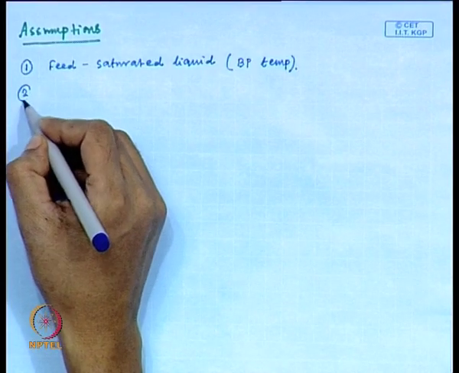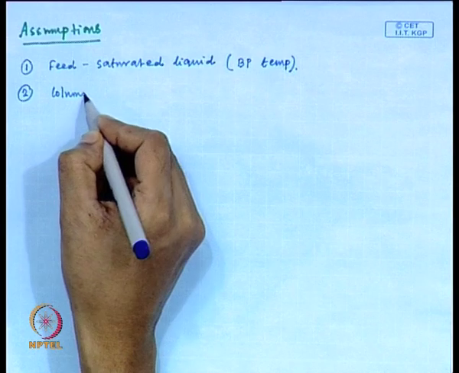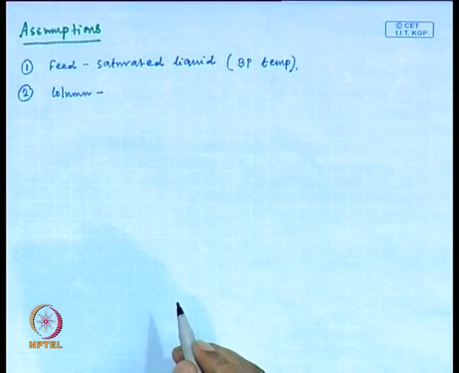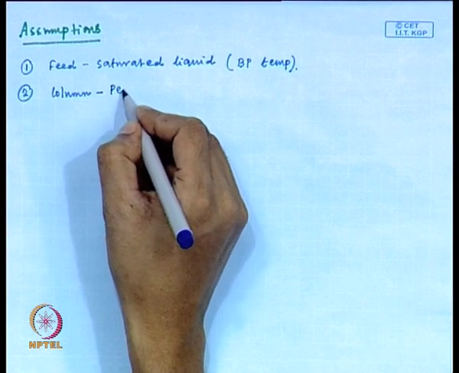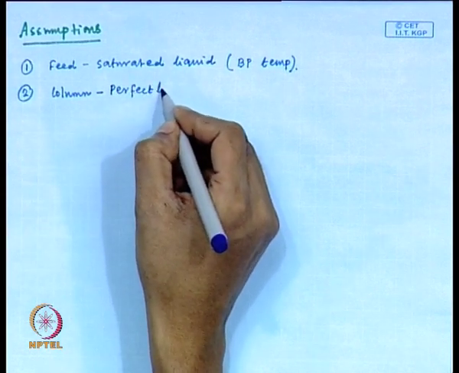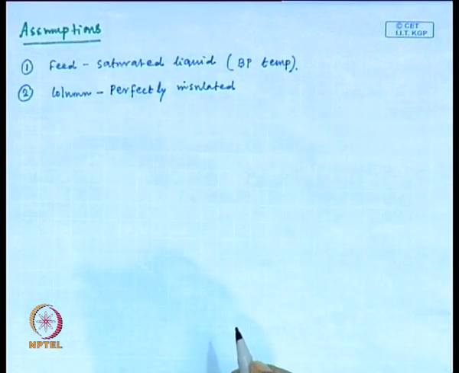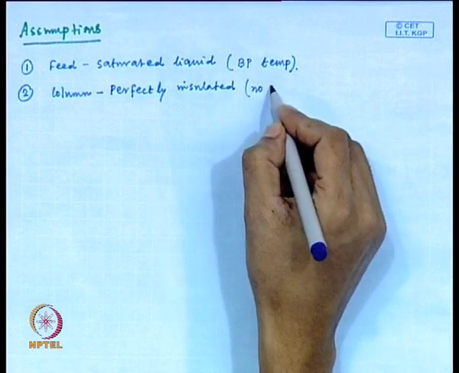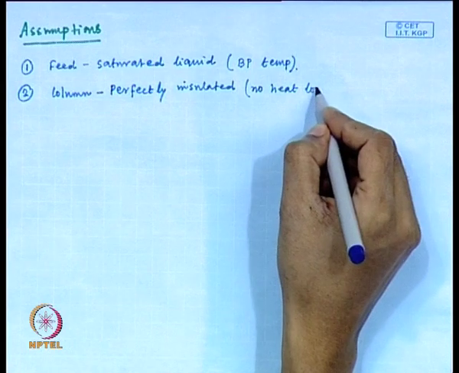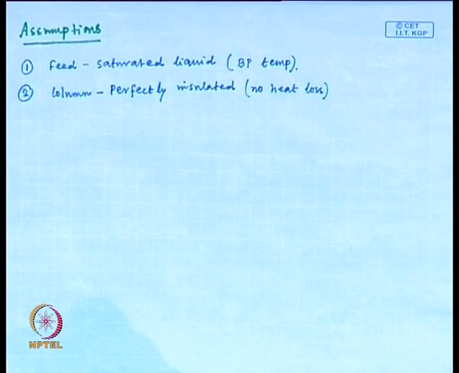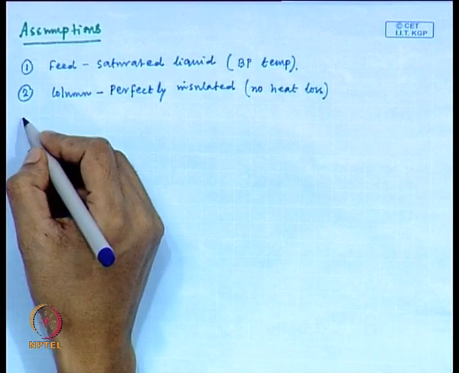Second assumption is the column is perfectly insulated. That means there is no heat loss from the distillation column to the surroundings. It means no heat loss from the process to the surroundings.